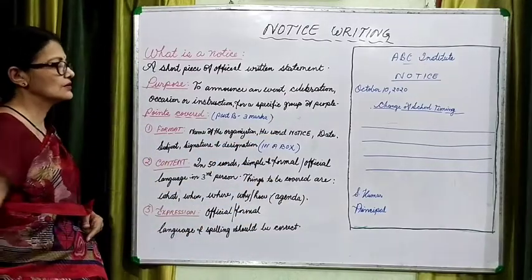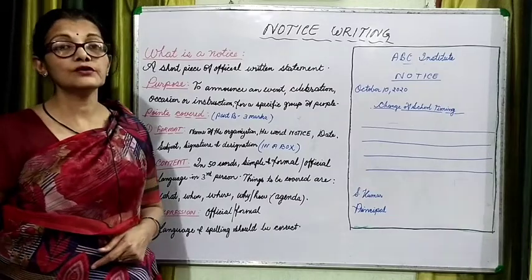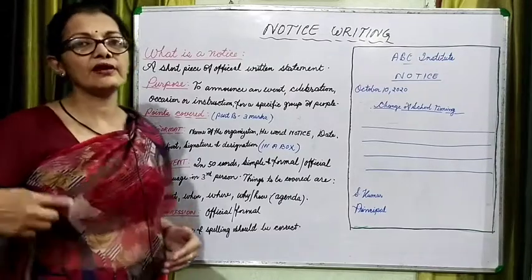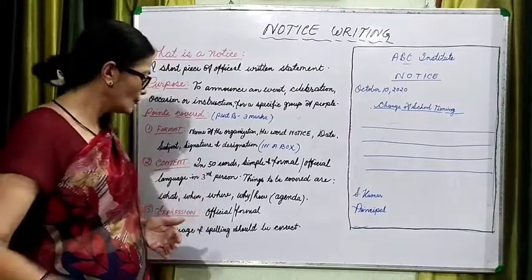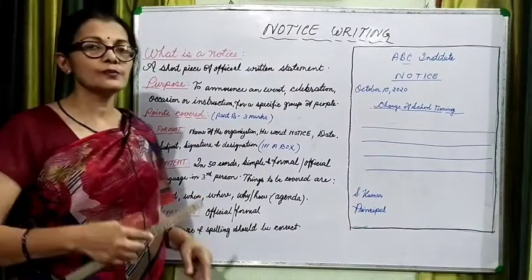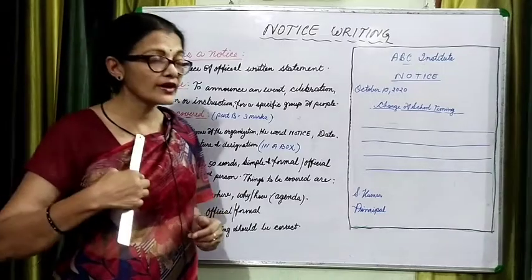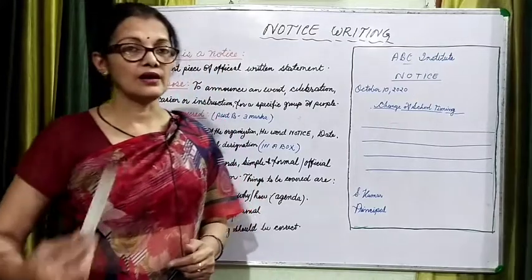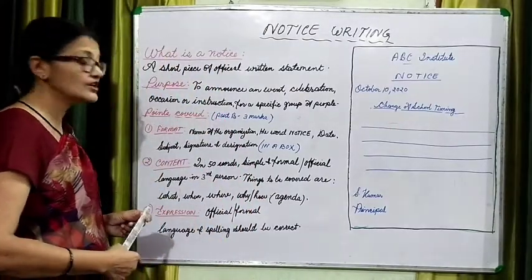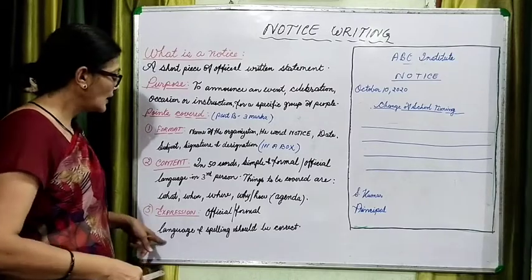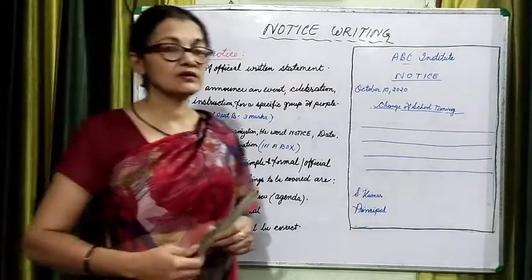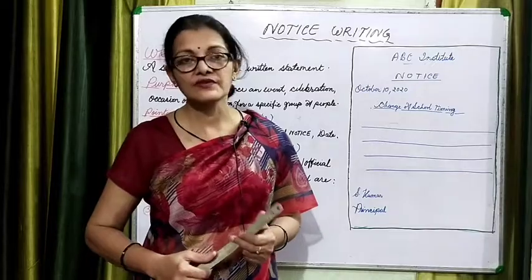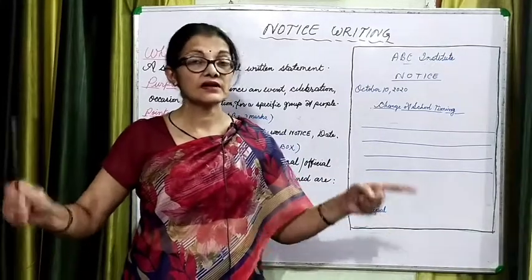Now, expression. We cannot overlook this part, because expression means how we express ourselves. So the expression should be official and formal. We have to write the thing in official, formal language. We cannot be casual. And the language and spelling should be correct. Just make it a point that there are not many mistakes, and the structure of the sentence is correct.